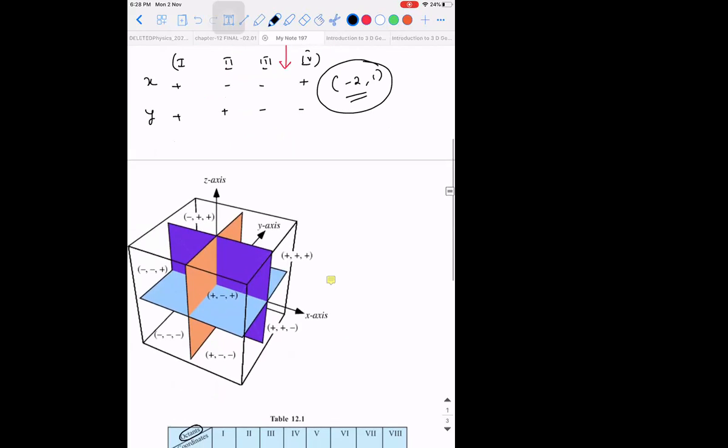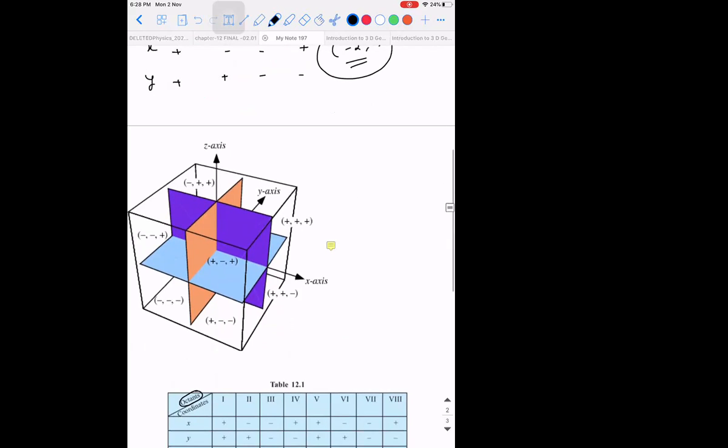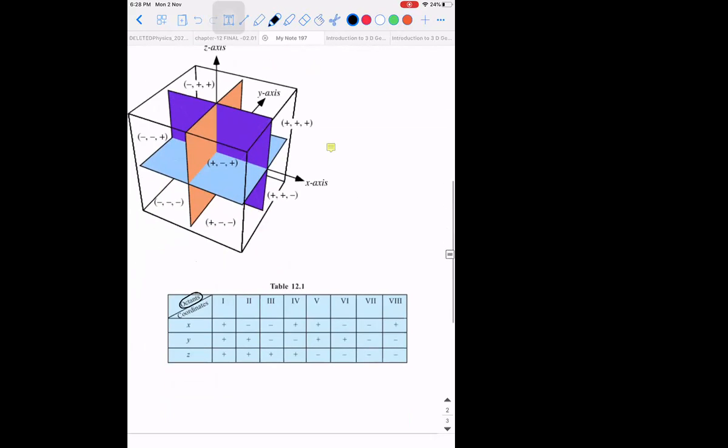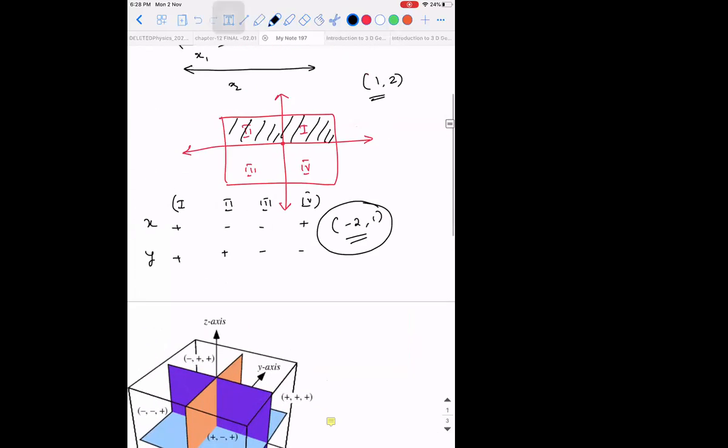But here the point is not going to belong to a plane. It is going to belong to a space. So how are the octants? What should be the sign of x, y, and z? And one more important point. If I take this point as, let's say, 2, 1, then the meaning of this is from the origin, this point 2, 1 is at a distance of 2 units along the x-axis and 1 unit along the y-axis. Can I say it like that?